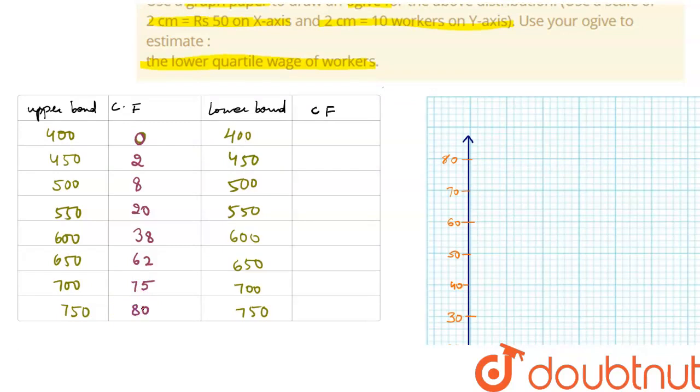Let us use the lower bound and find the cumulative frequency. Initially it is 80, because we have 80 workers. For 400 to 450 we have 2 workers, so 80 minus 2 is 78. Then 78 minus 6 is 72, 72 minus 12 is 60, 60 minus 18 is 42, 42 minus 24 is 18, 18 minus 13 is 5, and 5 minus 5 is 0. This is our lower bound cumulative frequency.